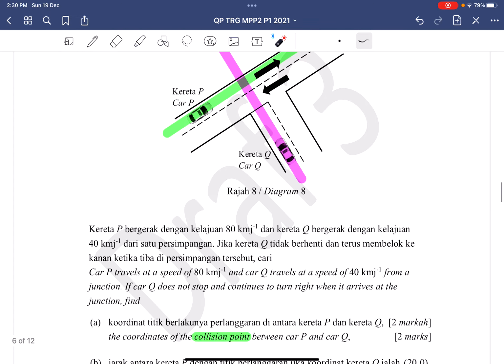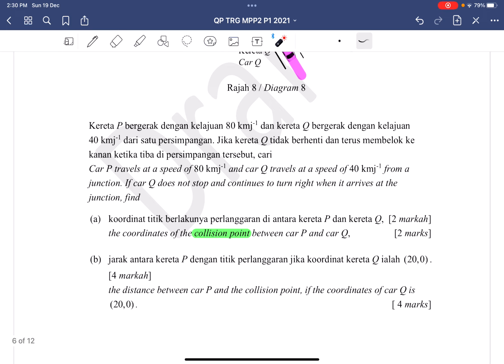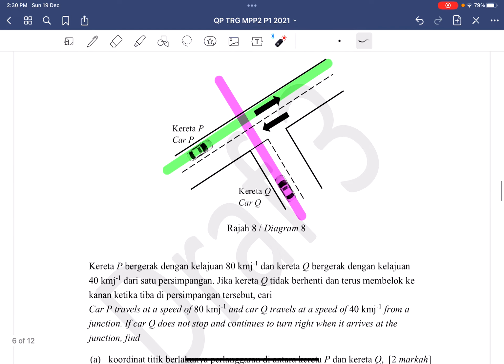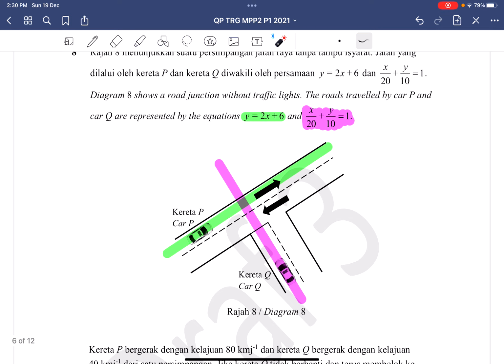So continue with the question. The question states that car P travels with a speed of 80 km/h, or Q travels with a speed of 40 km/h. So for question 8, it asks us to find the coordinates of the collision point. When they state collision point, it is something similar to our intersection point. So to find our intersection point, we need to do simultaneous equations. So for the equations of P and Q, we do simultaneous equations. So we do it here.